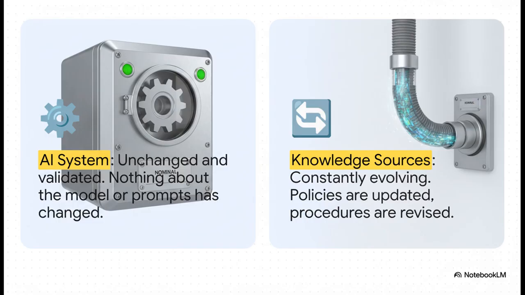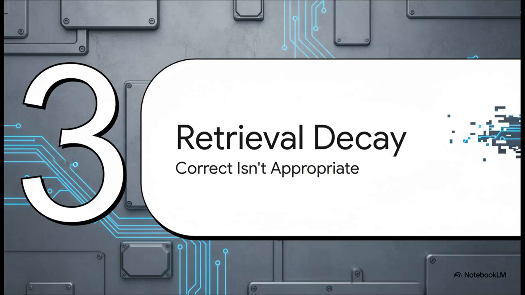You've got this tension. On one side, you have your AI system. It's validated, it's unchanging, its behavior is totally fixed. But on the other side, you've got its knowledge sources, all the documents, the policies, the procedures that it depends on. And those things are out in the real world, constantly evolving. So what happens when this gap grows between the static system and its dynamic knowledge? Well, you get a phenomenon that we call retrieval decay. So let's really dig in and figure out what that means.